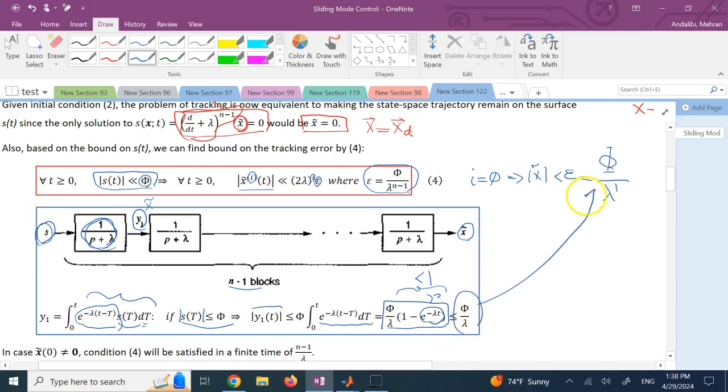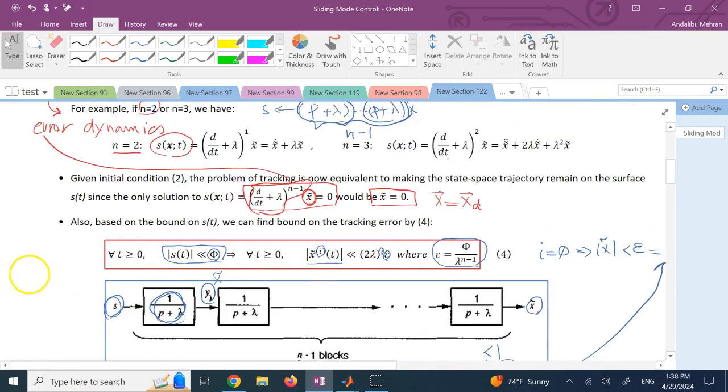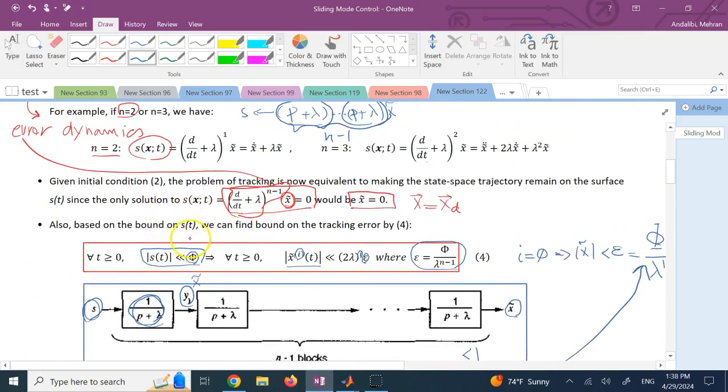And you can see that over here too. Okay, so the important thing, if I just want to summarize it, is if you have bounds on this s of t, then you have bounds on the tracking error, as I just showed you.